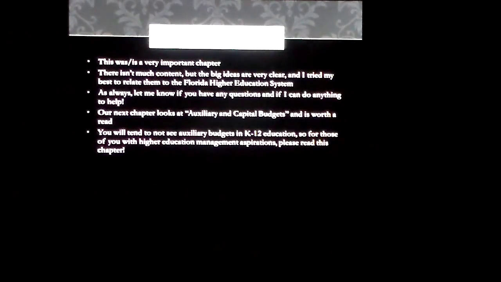So this is an important chapter. I tried to relate it to our organizational context. Our next chapter will look at auxiliary and capital budgets, which is really specific to higher education. You're not going to see many of these in K-12, so if you're interested in higher education management and staying at the college level, this next chapter is a big idea when we address it.